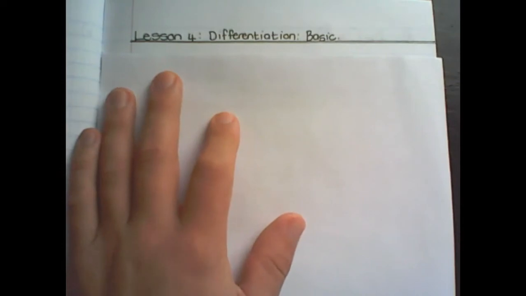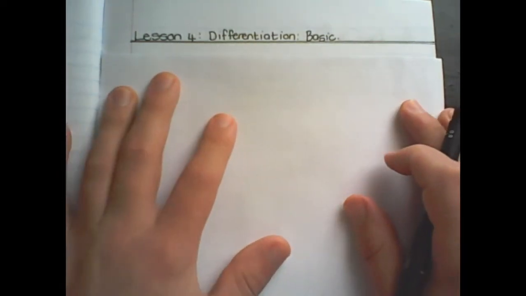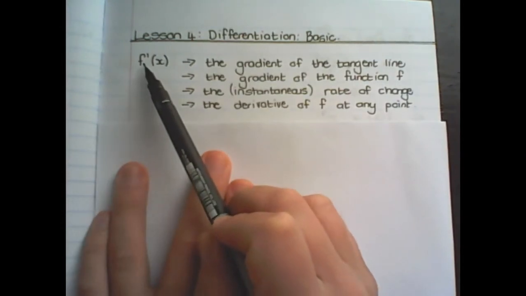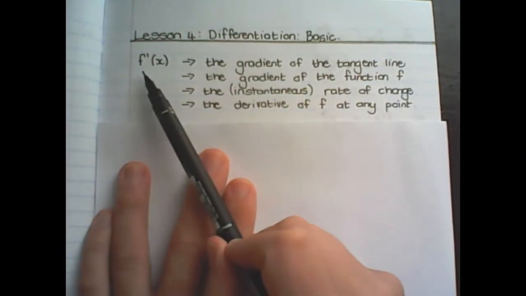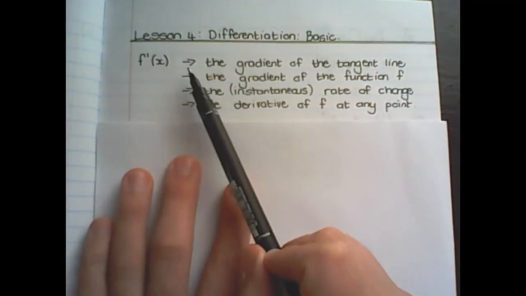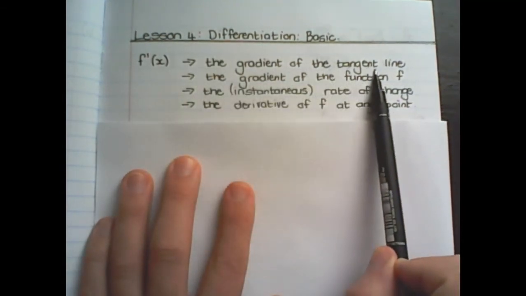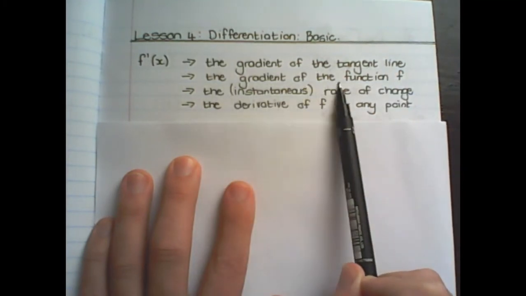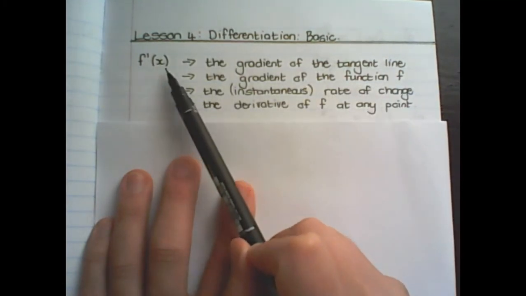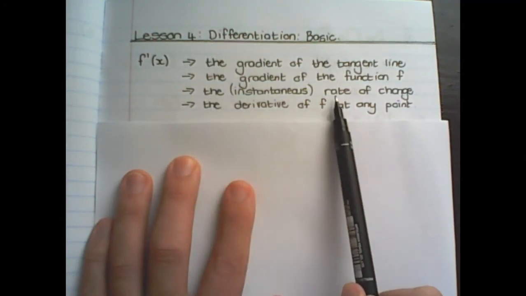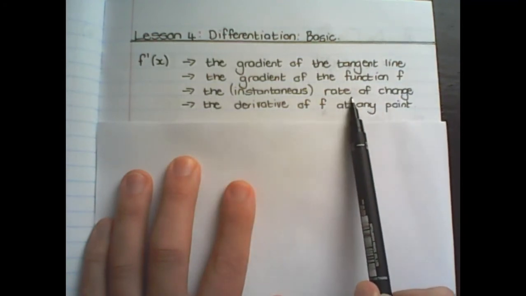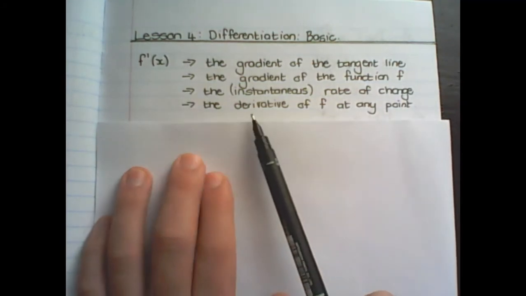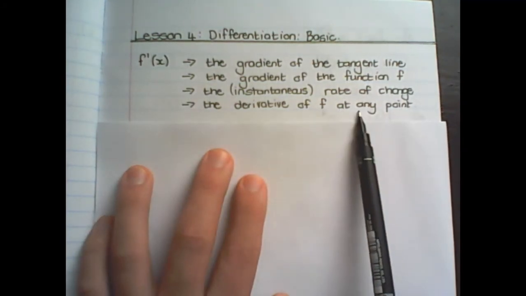We are going to learn how to apply the differentiation rule for simple expressions. Before we start, let's revise what f prime x means. F prime of x is the notation that we use for the gradient of a tangent to a line. It also represents the gradient of the function of f. It's also the same notation for the instantaneous rate of change, or just the rate of change. And it is also the notation for the derivative of the function of f at any point.